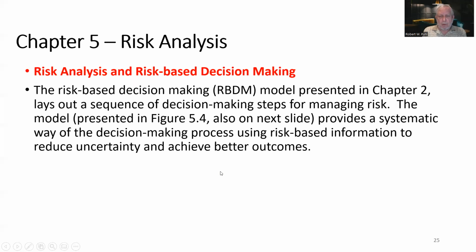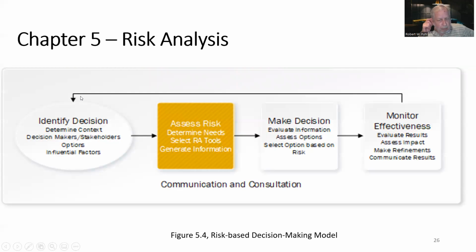The risk-based decision-making model presented in Chapter 2 lays out a sequence of decision-making steps for managing risk. The model, presented in Figure 5.4, also on the next slide, provides a systematic way of the decision-making process using risk-based information to reduce uncertainty and achieve better outcomes. And there's your risk-based decision-making. Identify decision, determine the context, decision makers, stakeholders, options, influential factors, assess risk, determine needs, select risk assessment tools, generate information, make the decision, evaluate information, assess options, select option based on risk, and monitor effectiveness. Evaluate results, assess impact, make refinements, communicate results.